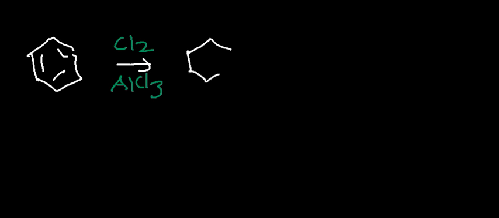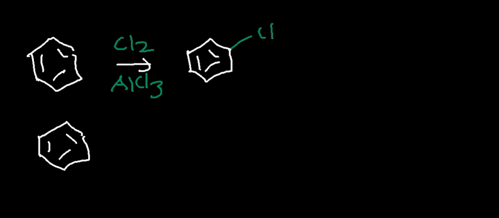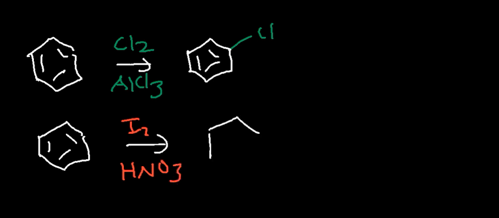The next reaction that you want to add to your list that you need to memorize is chlorination. If we add chlorine with the aluminum chloride Lewis acid catalyst, we're going to replace the hydrogen atom with a chlorine atom. The next reaction that you need to add to your list is iodination. So if we add I2 with nitric acid, it simply replaces a hydrogen atom with an electrophile, which is iodine.